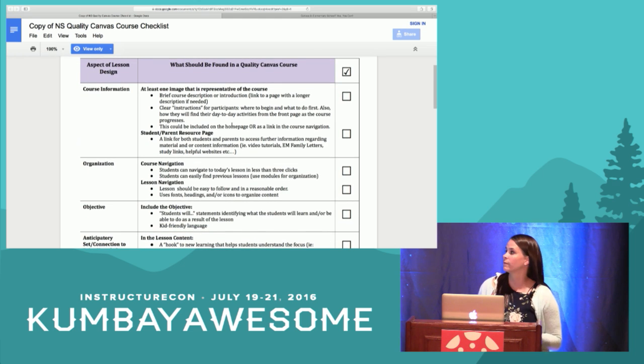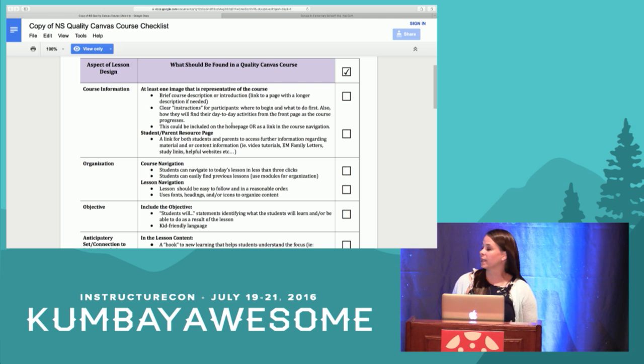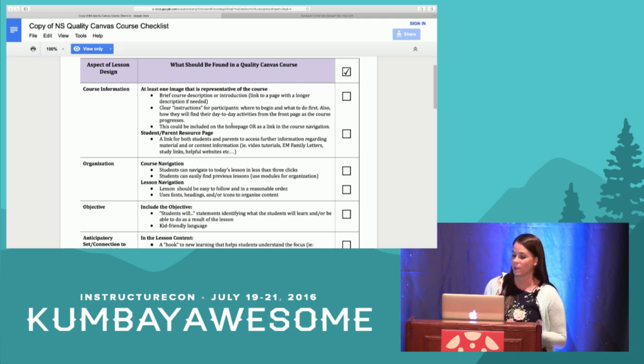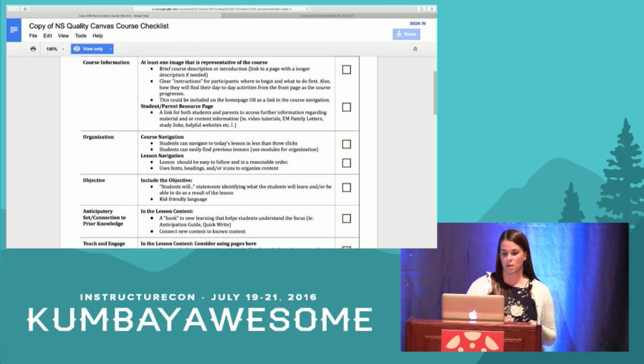So, course information. We want to make sure that there's at least an image on the course, something that ties and relates to the course itself. There needs to be some sort of brief course description, and then links for parents and students to be able to go access further information in case they have more questions about the course. But that it's very clear so that students know where they're going.